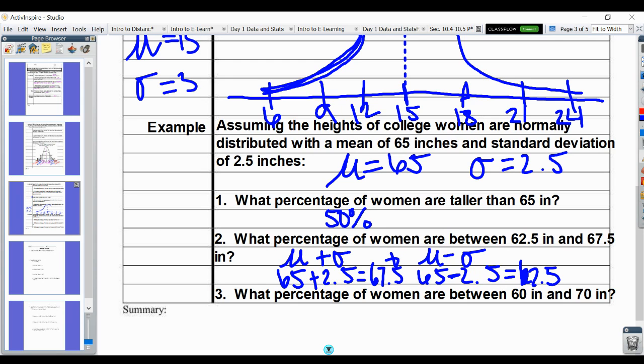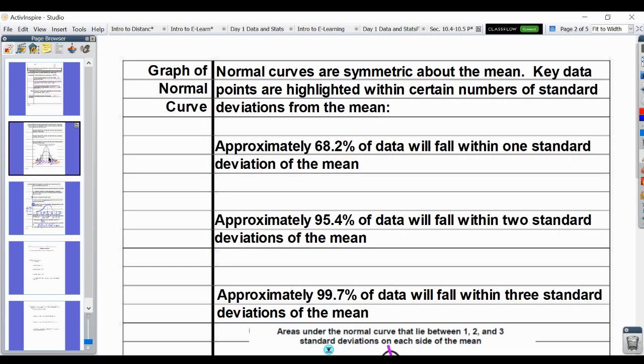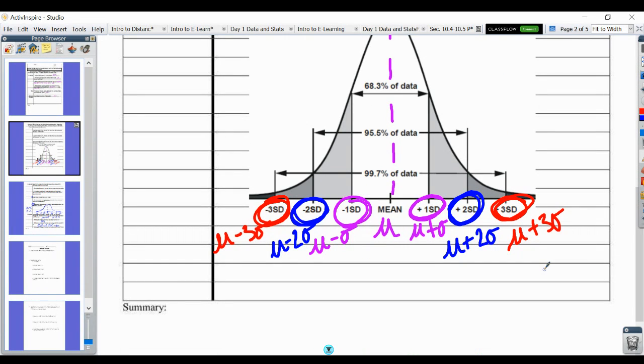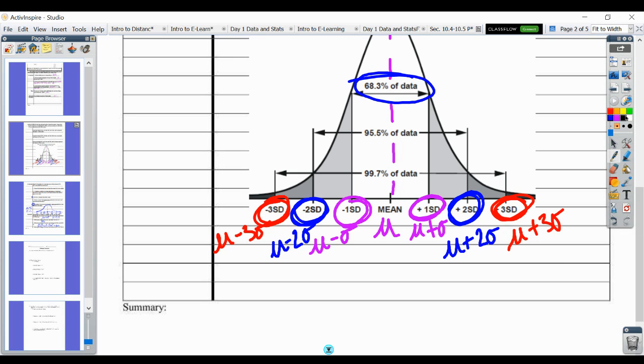Perfect. So again, flipping back to our graph of the normal distribution, we're within mu minus sigma and mu plus sigma. So that means that 68.3% of women who play college basketball will be in between 62.5 and 67.5 inches.